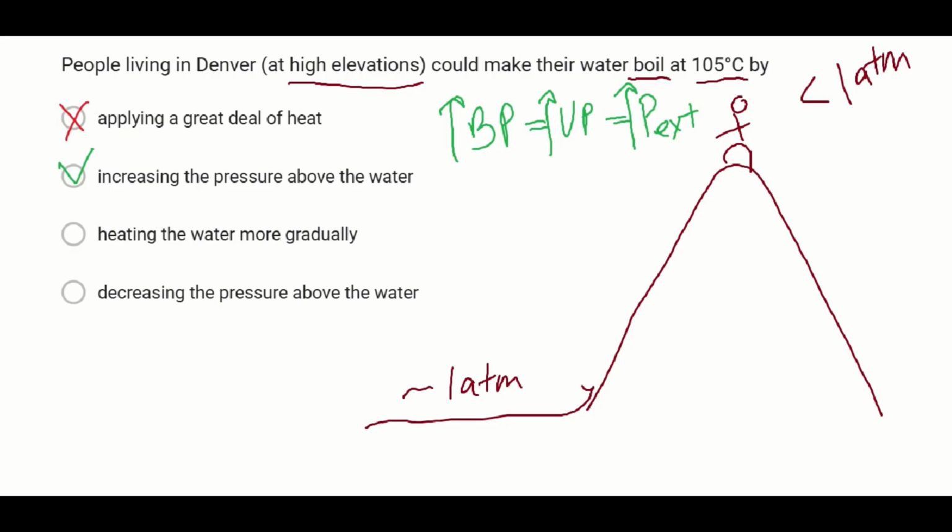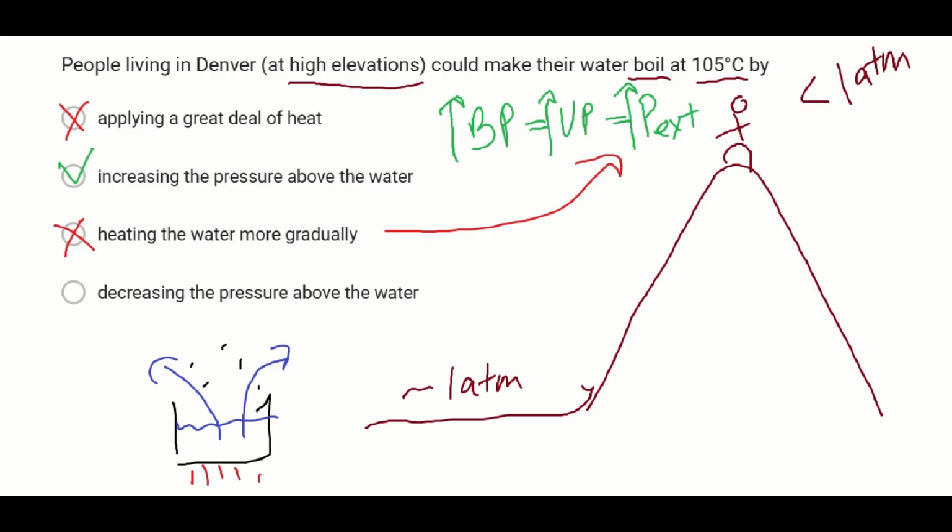The first option is wrong, because no matter how much heat you add, if there's not a lot of air pressure above that liquid, that water will simply boil faster, because it will never need to reach a higher temperature to overcome the atmospheric pressure, which is lower. Heating the water more gradually is not going to change the boiling point. The boiling point is defined there. In order to change the boiling point, you've got to change the vapor pressure and the external pressure.